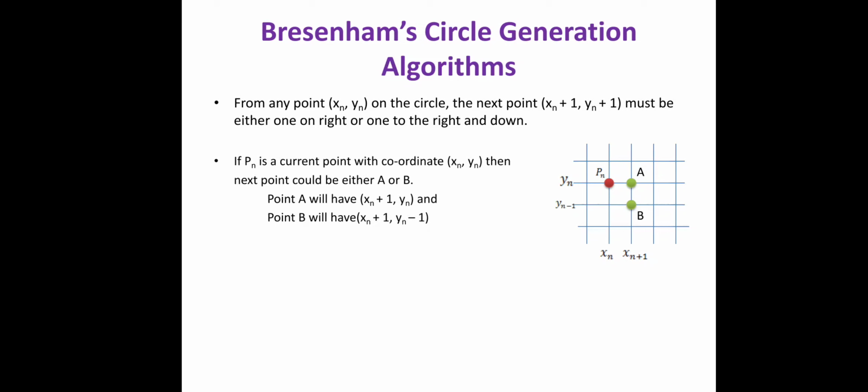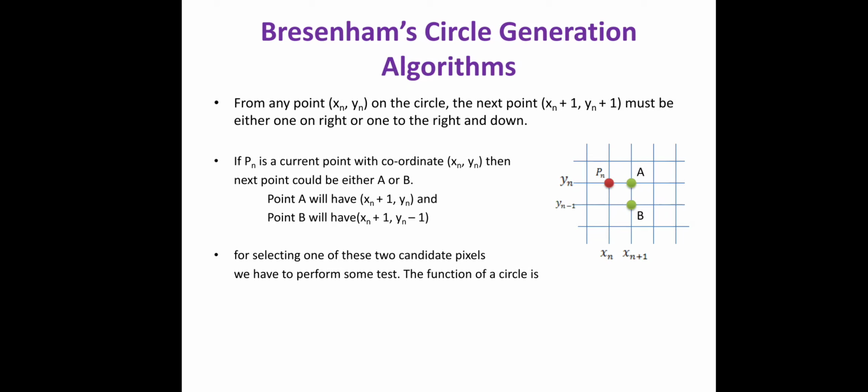Suppose Pn is your current point and you are finding the next point. The next point will be either A or B. If you consider point A, the coordinates are xn plus 1 and yn. If you consider point B, the coordinates are xn plus 1, yn minus 1. These are the coordinates of A and B. Next you have to select one of these two pixels. You are selecting only one. So how are we selecting?